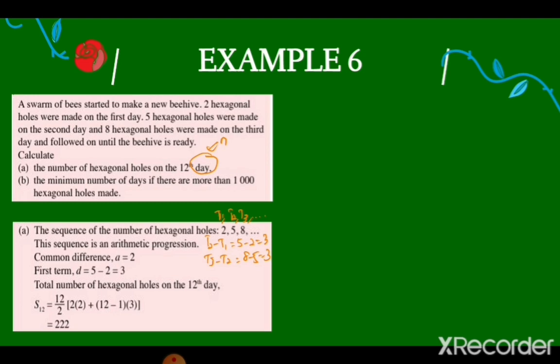Here it is 12, so we need to find S12. At the end of day 12, we have 222 hexagonal holes. Next, B, the minimum number of days. So n equals what? The minimum number of n when we have 1,000 hexagonal holes. So this is our Tn.